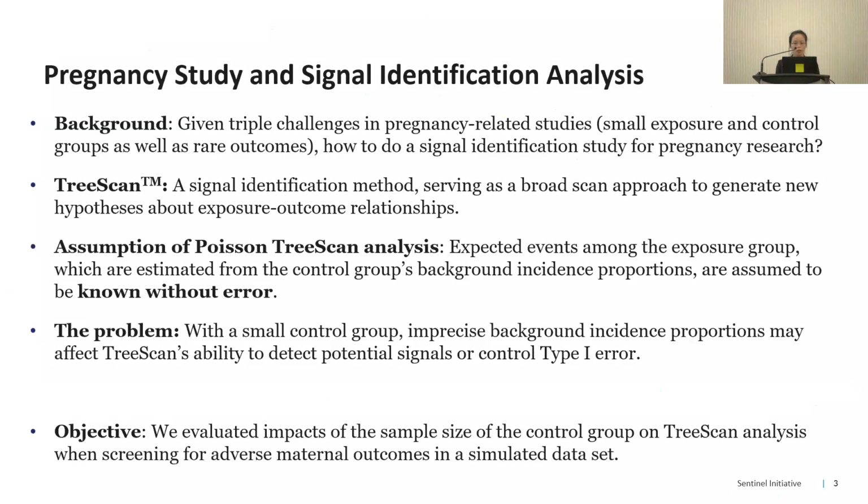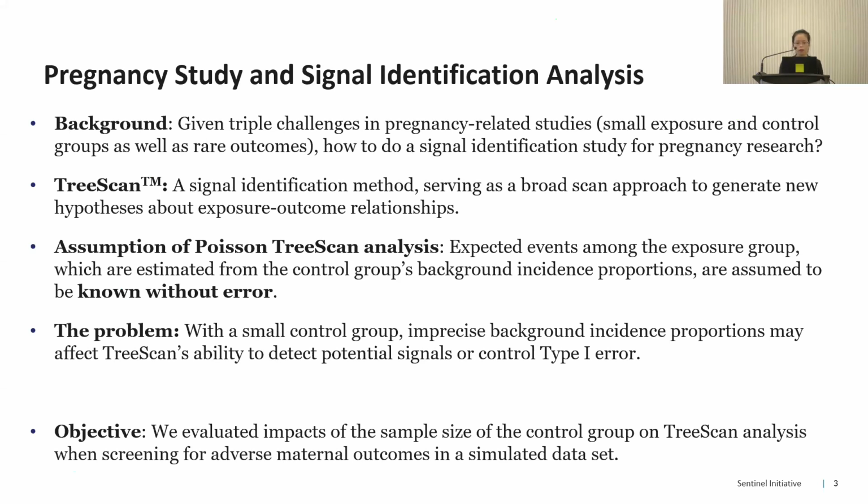So in pregnancy research, typically we're facing the challenge of having a small sample size in the exposure. And when we think about the study design, typically we consider an active comparator design. And this leads to another challenge that we have small sample size in the control group as well. And our outcome in pregnancy research is typically also rare. So given those challenges and the lack of safety evidence in pregnancy research, how can we do a signal identification study for pregnancy research to enhance our safety evidence?